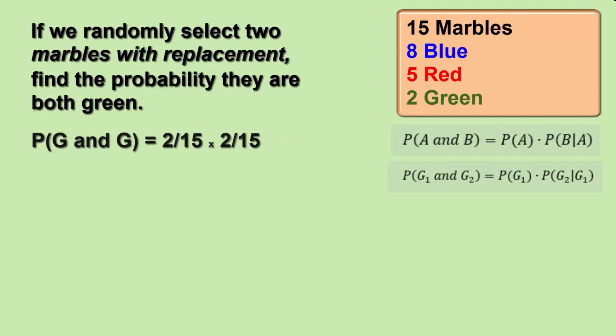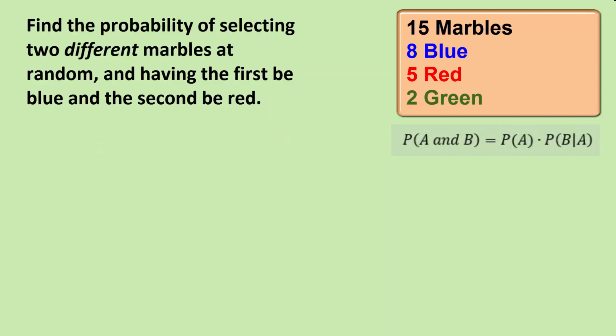Find the probability of selecting two different marbles at random and having the first be blue and the second be red. The probability is 8/15 times 5/14. 5/14 is the conditional probability. It's based on the condition that a blue was selected first and not replaced. This reduced the total available marbles down to 14, 5 of which are red.